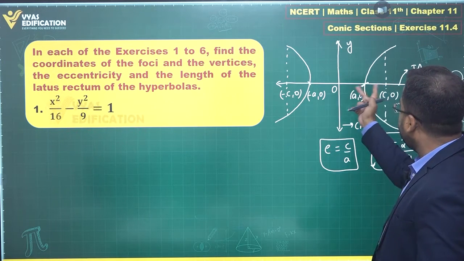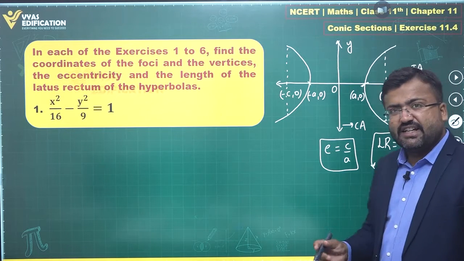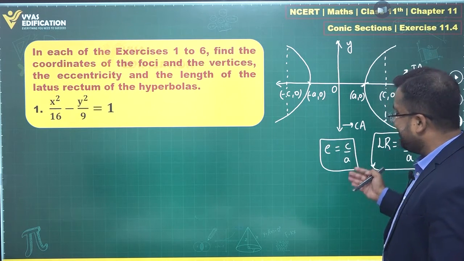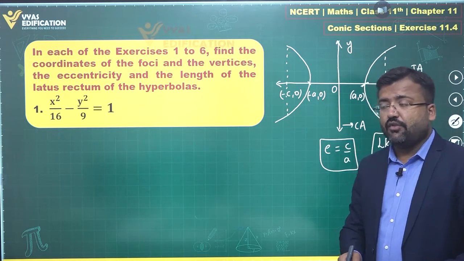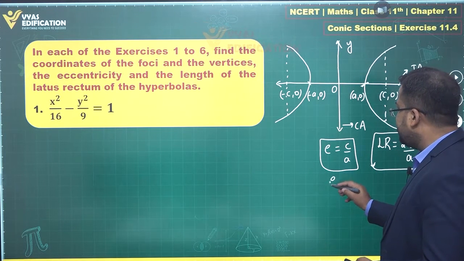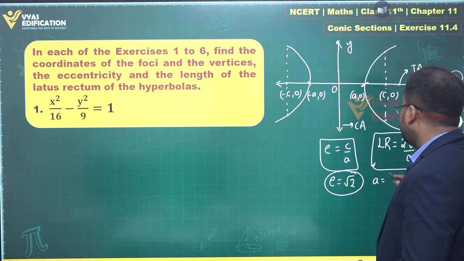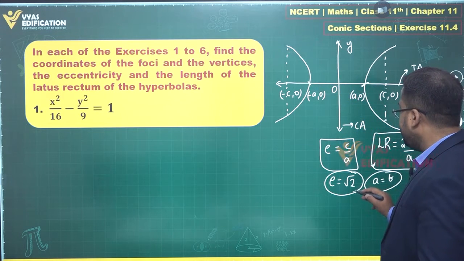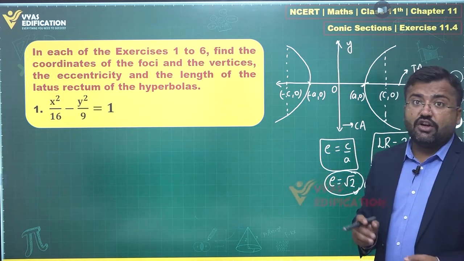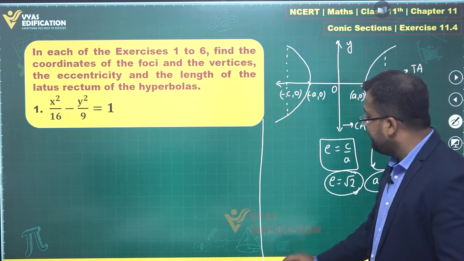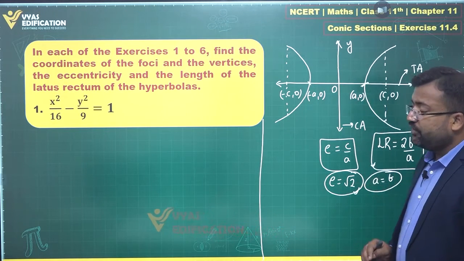This is c and this is a. So eccentricity is always greater than or equal to 1 since c is greater than or equal to a. That's what you can observe over here. There is a special case when eccentricity is equal to root 2, and that occurs for a equals b. In that case, eccentricity becomes root 2 and the hyperbola is called an equilateral hyperbola in that case, right? Those are some special things related to this.